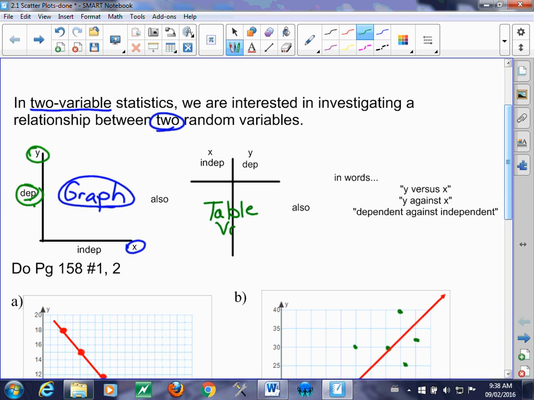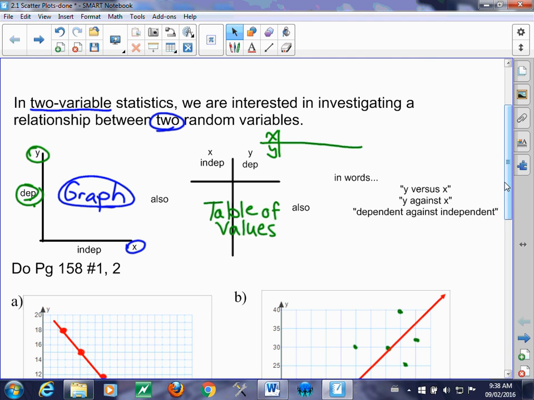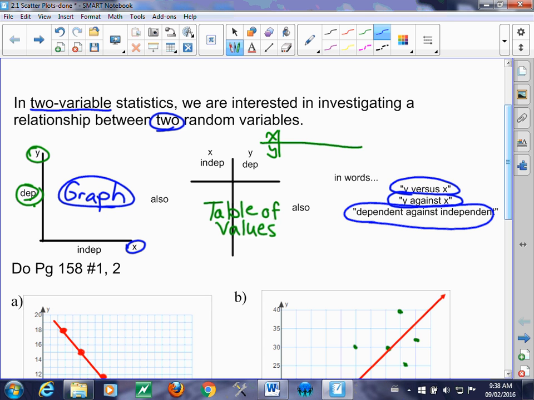Someone could list some values that you could use for graphing, or just take a look. Don't forget, you could also have a table that goes horizontal as opposed to vertical. X is always going to be the first one you see, regardless of which way the table is oriented. You can have it in words. So in words, you could say y versus x, y against x, or dependent against independent. Another way, which we're using for our project, is, does blank affect blank?